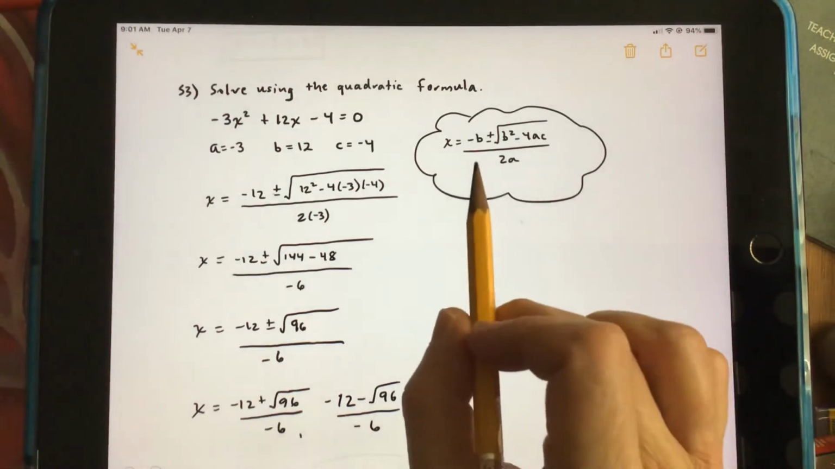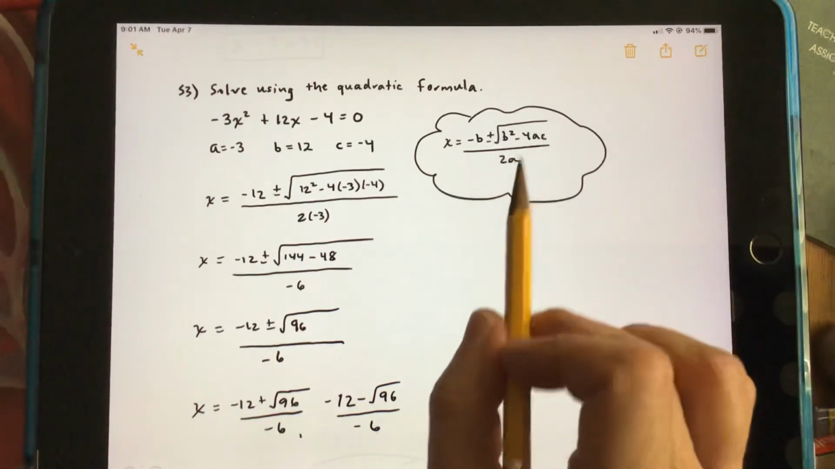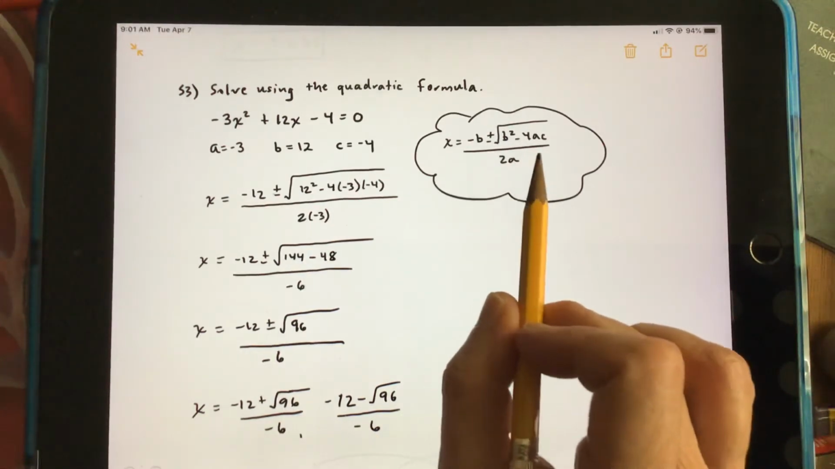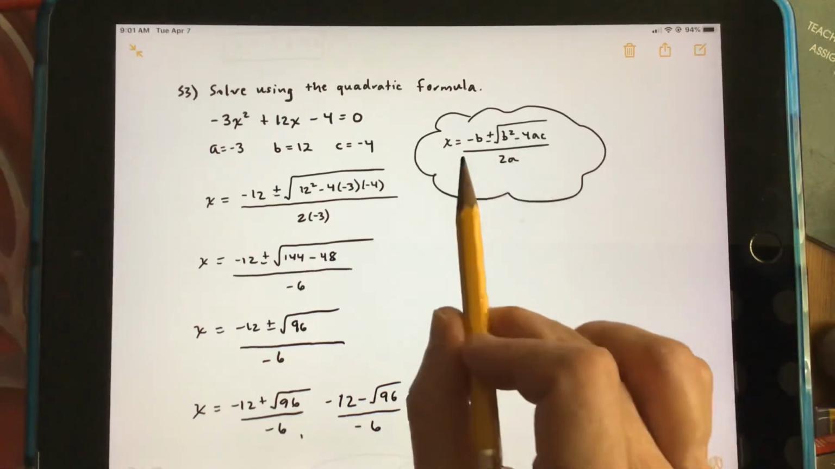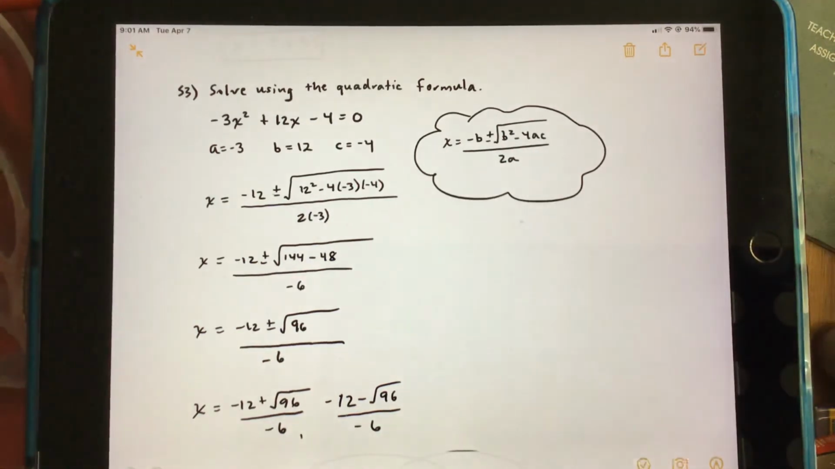X equals the opposite of b plus or minus the square root of b squared minus 4ac all over 2a. And remember, that fraction bar needs to go all the way across. It needs to be a really long fraction bar because it's all one fraction when we plug in those numbers.